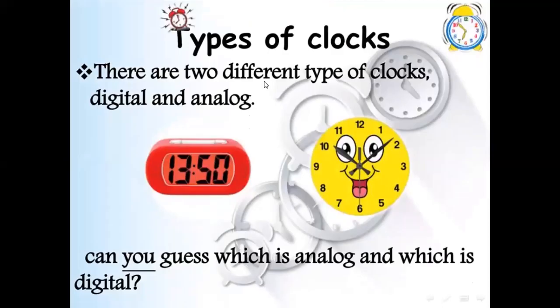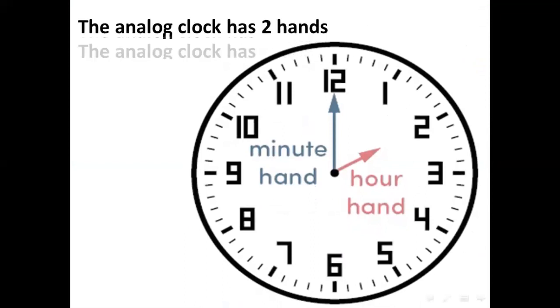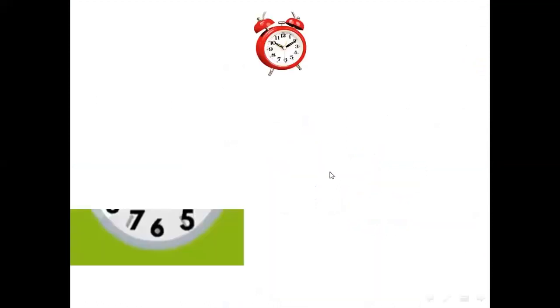Okay, the first type of the clock is the analog clock. We said the analog clock has the two hands. This one is the analog clock and this one is the digital one. And here it has two hands. The short hand tells me the hours and the long hand tells me the minutes.